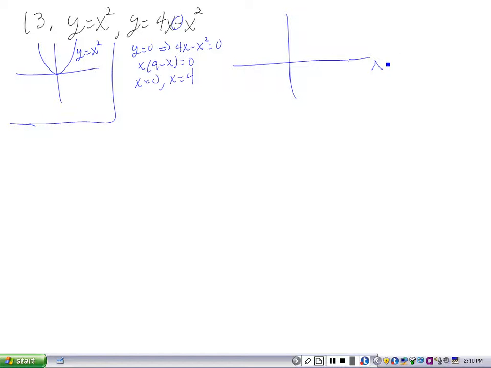So x and y. So this guy's doing this. I'm left-handed, so I'm kind of deformed in my left hand. But anyway. This is x equal to 4 right here, and this is x equal to 0, obviously.